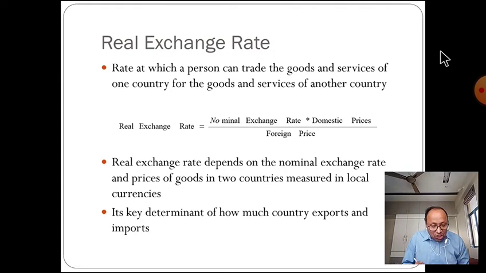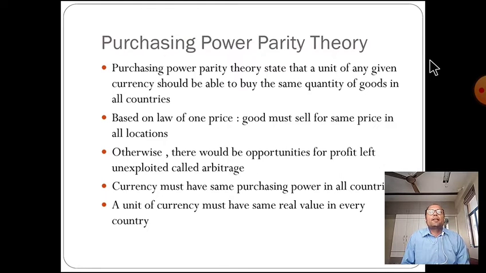The real exchange rate is the key determinant of export and import for a country. Clear? Now let's understand one more theory. That theory is called purchasing power parity theory. Now, what is the purchasing power parity theory?